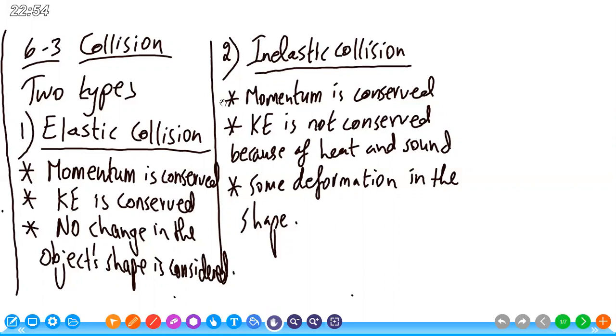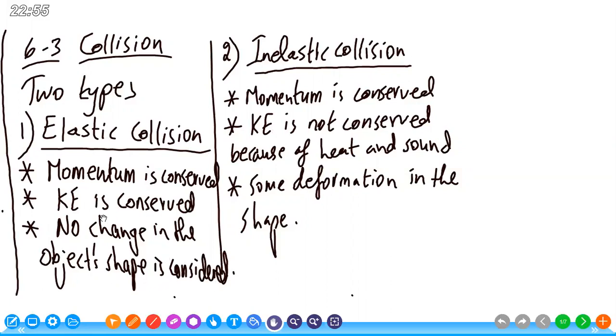First of all, in all types of collision, we know that momentum is conserved. We said before, total momentum is conserved, neither created nor destroyed. So momentum is conserved in both cases. But the difference is in kinetic energy. For elastic collision, we consider kinetic energy to be conserved. So for balloons, for example, we consider that sound is very low, no heat, and no change in the object's shape.